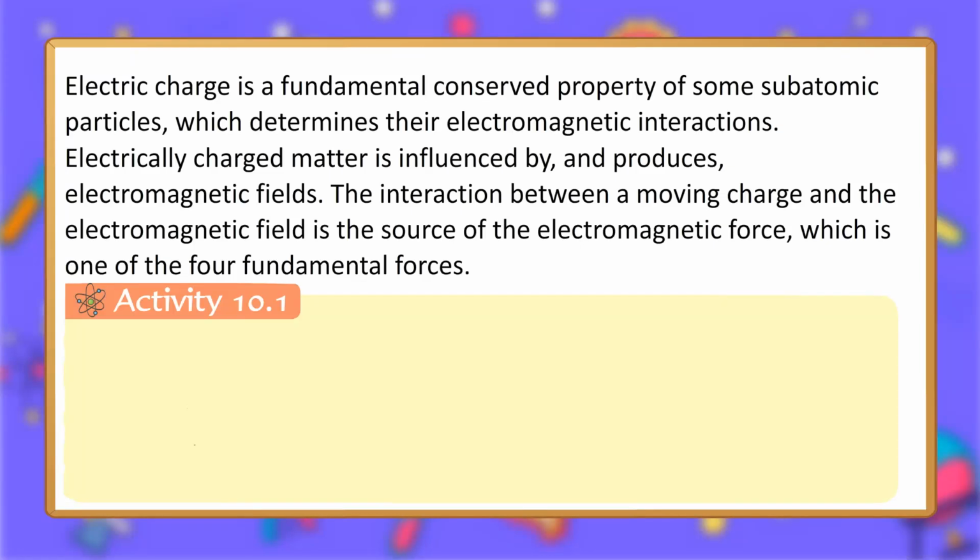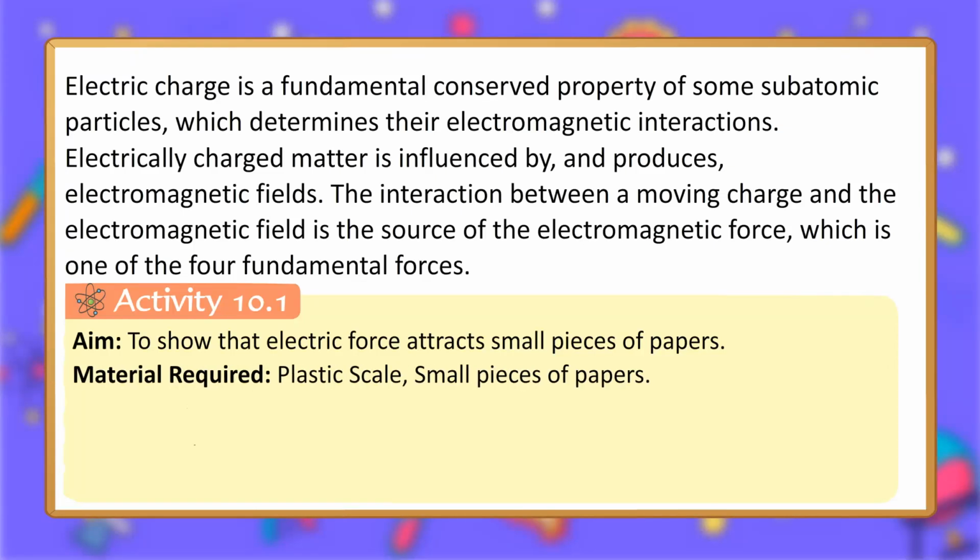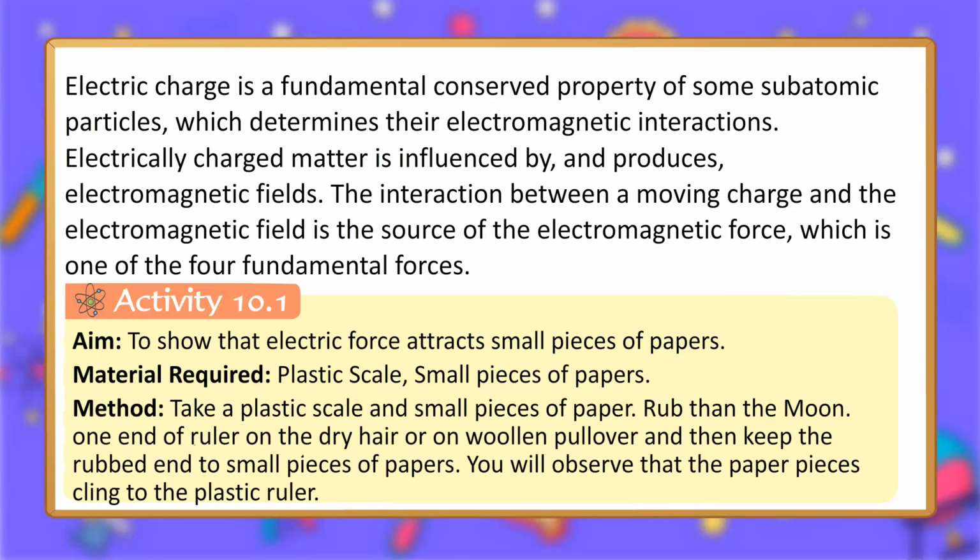Activity 10.1. Aim. To show that electric force attracts small pieces of paper. Material required: plastic scale, small pieces of paper. Method: take a plastic scale and small pieces of paper. Rub one end of the ruler on dry hair or on a woolen pullover and then keep the rubbed end near small pieces of paper. You will observe that the paper pieces cling to the plastic ruler.